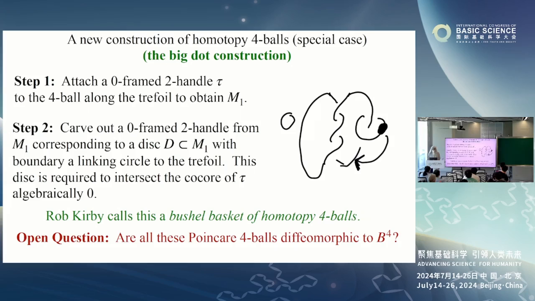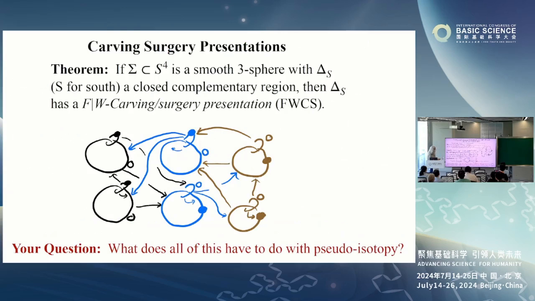And so I think it's a fantastic question. If you have homotopy 4-balls built this way, are they standard? When I showed this to Rob Kirby, he immediately called this a way of constructing a bushel basket of homotopy 4-balls. So anyway, that's an aside. Let's get back to this thing. So the theorem is that any smooth 3-sphere in 4-space has such a presentation with special properties.